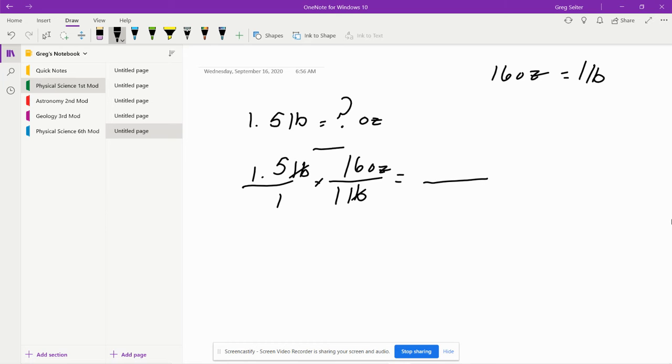So remember, here you're going to multiply straight across. Give me a 1 on the bottom, 1.5 times 16. That's all you have to do here, and that'll give you your answer. I'm not going to write it down. That's up to you to finish this problem. Let's take a look at the next problem.